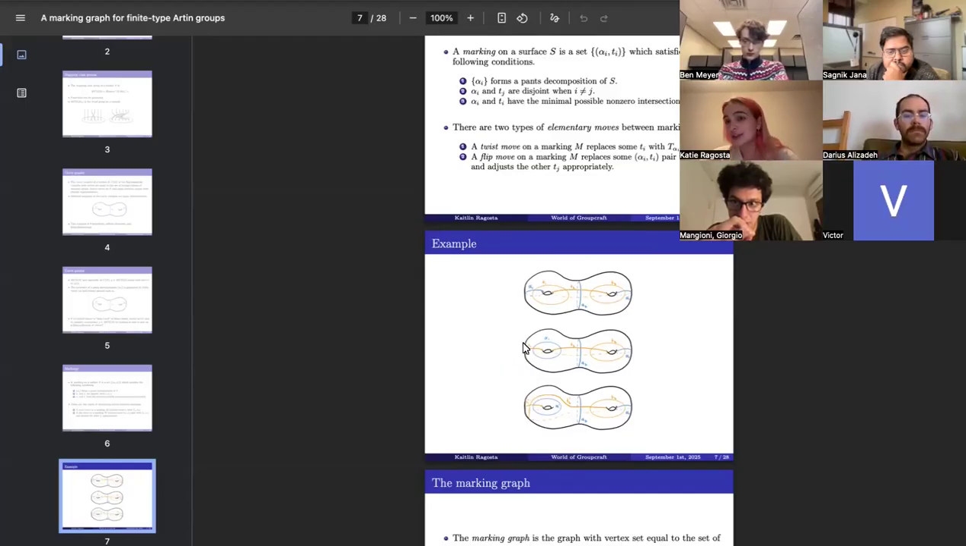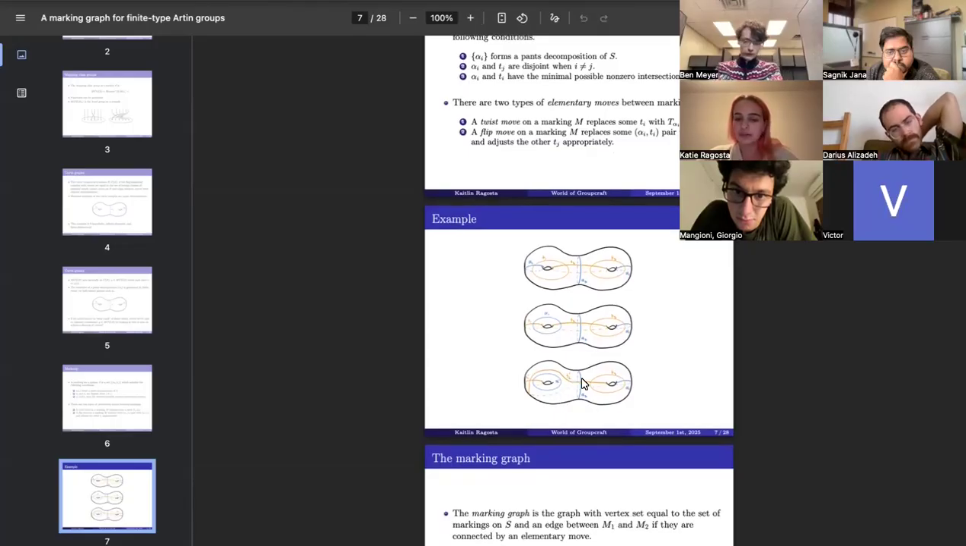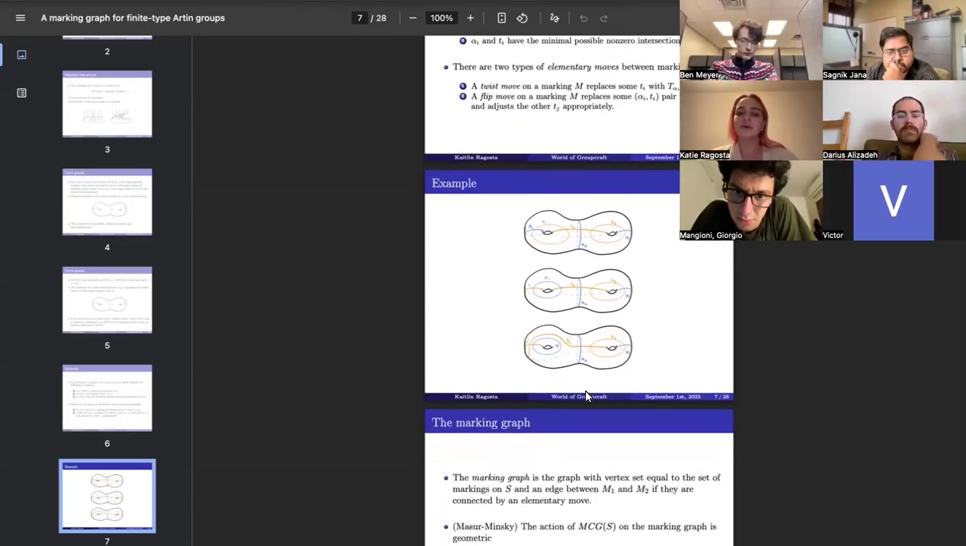But this doesn't actually give me a marking because I had no conditions previously on how these tracking curves were allowed to intersect each other. And so if I just interchange the roles of alpha_1 and t_1, t_2 winds up intersecting something that it shouldn't. And so I have to make some modification to actually get a marking out of this flip. But Masur and Minsky proved that you can always do that. So there's always some appropriate replacement curve you can do.